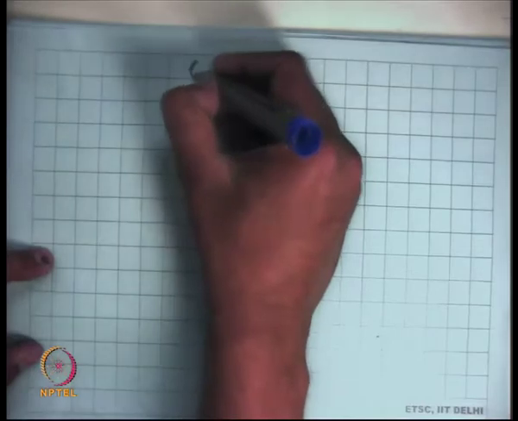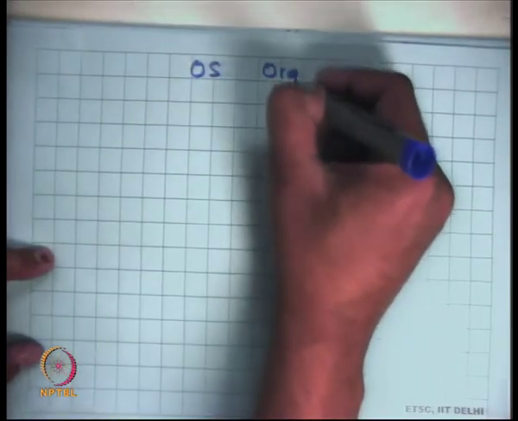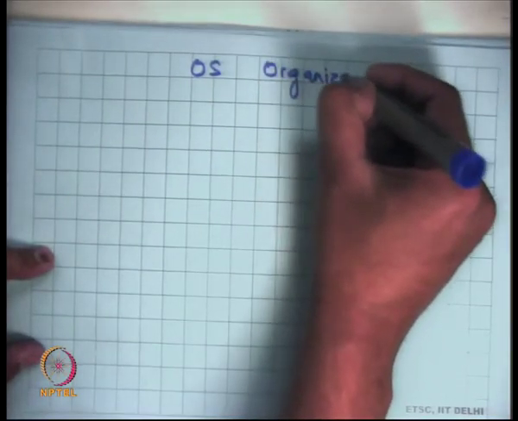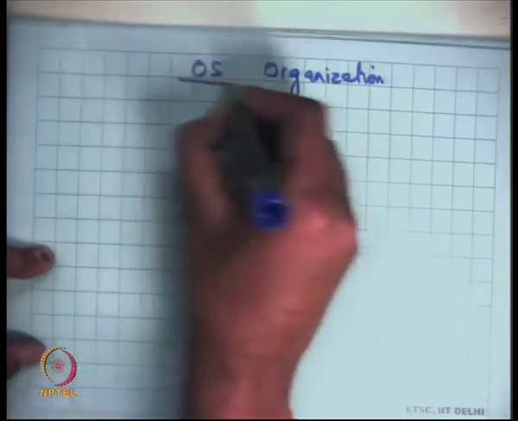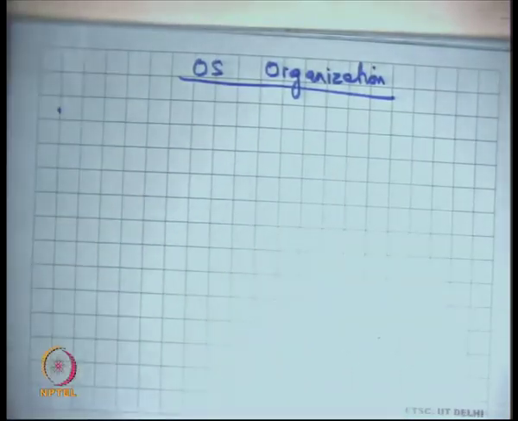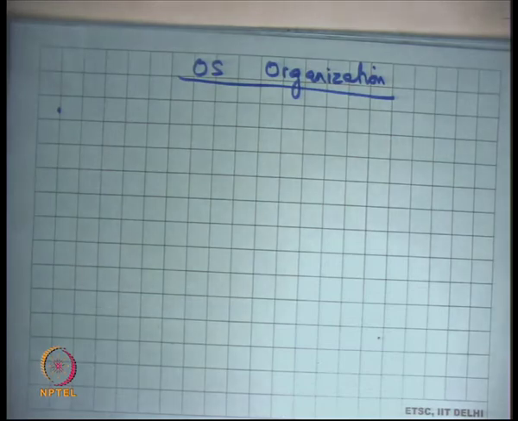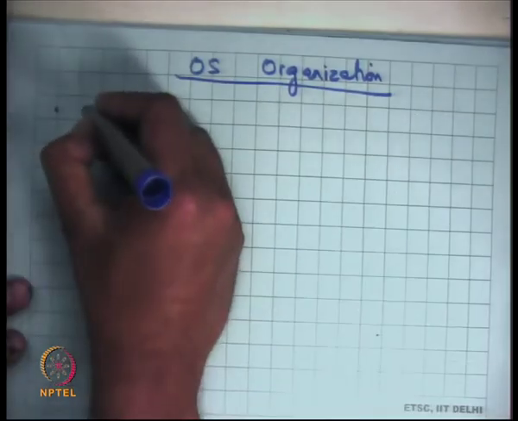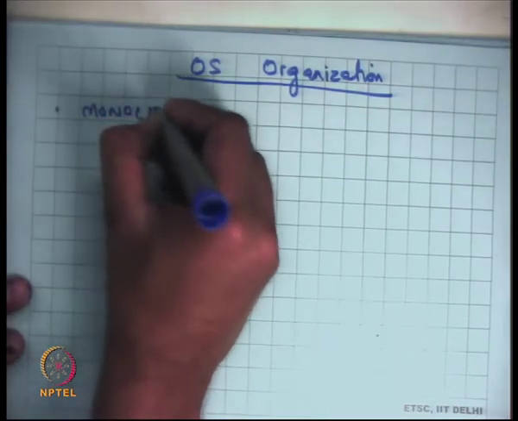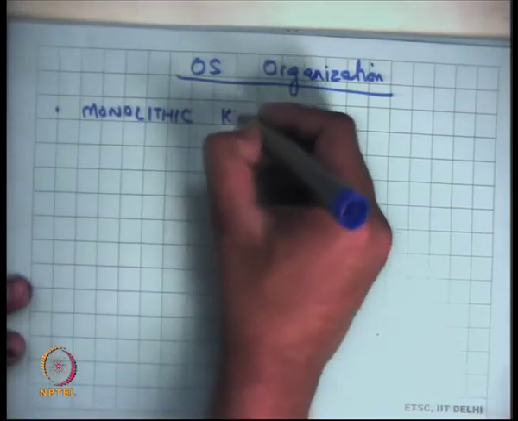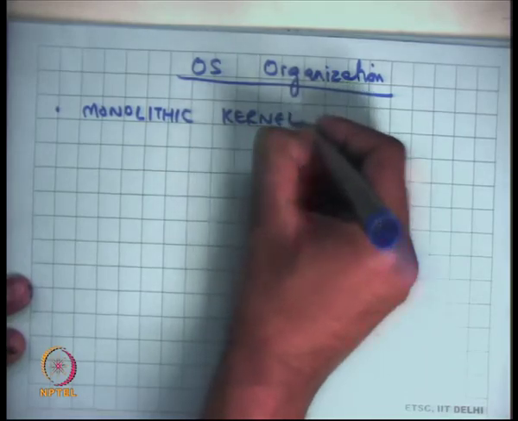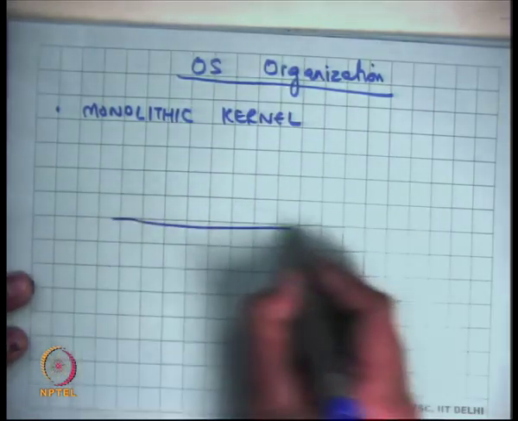Right, with that I'm going to move on to my next topic, which is OS organization. So far we had been looking at the Unix model of an OS, and this model is also called a monolithic kernel. Why is it called a monolithic kernel? Well, it looks something like this.